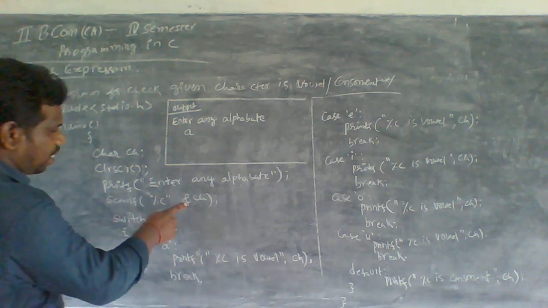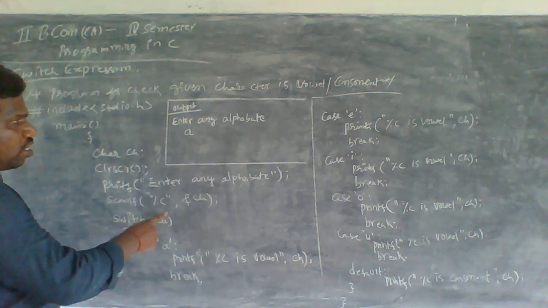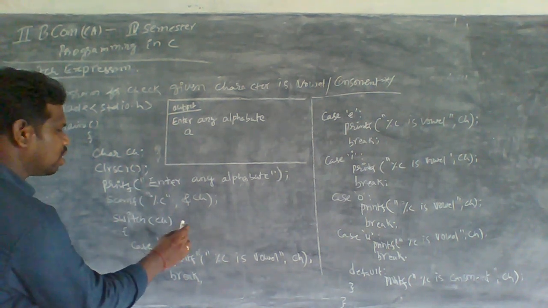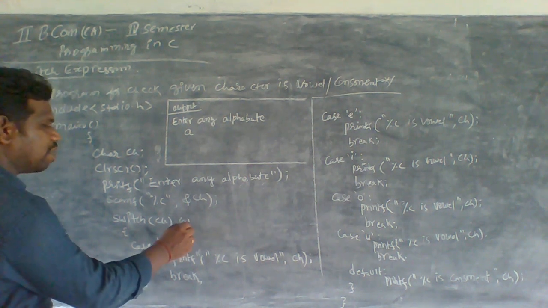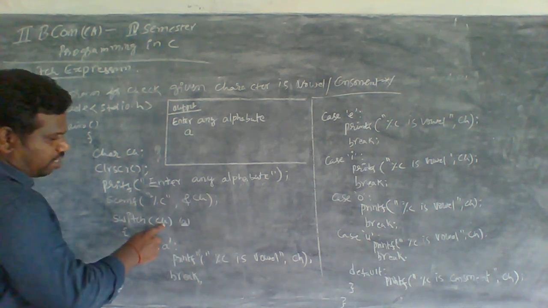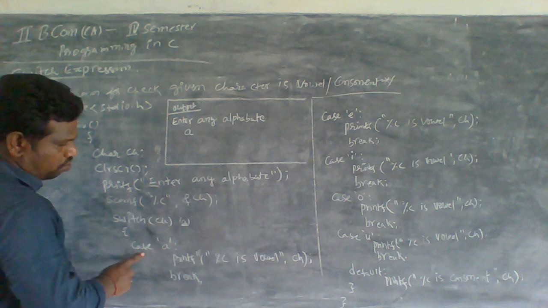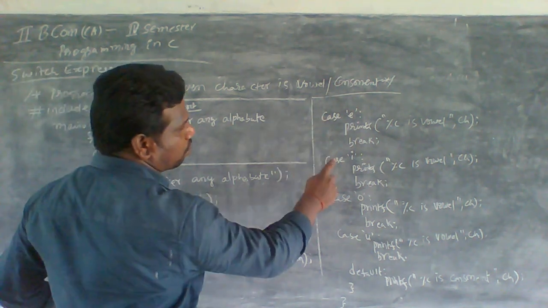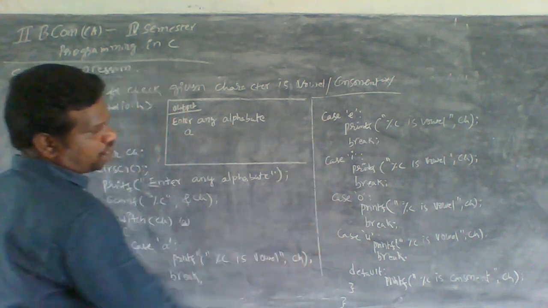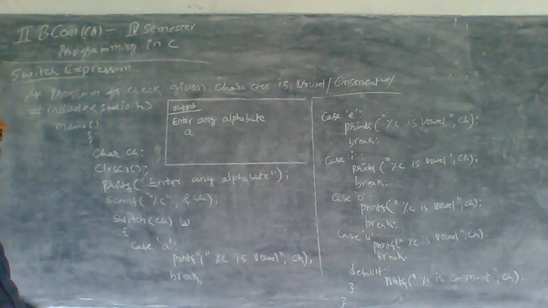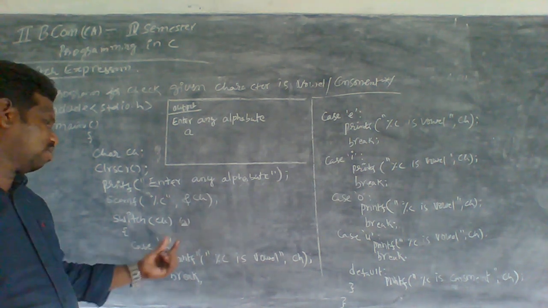So it can check the condition here. Ch means what here? Ch is nothing but A here. If the expression is matched with any of the cases, this is one case, second, third, fourth, fifth cases, we can check the condition here. So this expression is matched with this case.